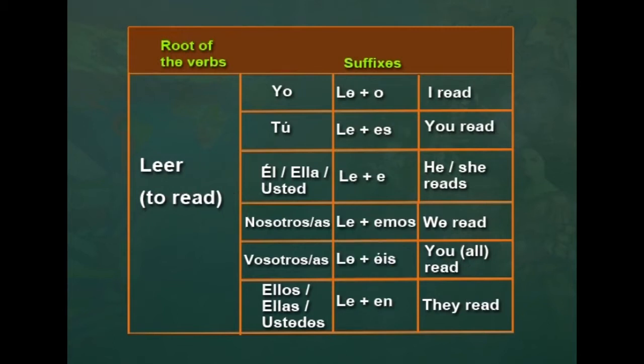Next verb is leer, to read. This verb has the stem le, L-E. We add the suffix to it: yo leo, I read. Tú lees, you read. Él, ella, usted lee, he reads, she reads, or you read. Nosotros, nosotras leemos, we read. Vosotros, vosotras leéis, you all read. Ellos leen, ellas leen, ustedes leen, they read.